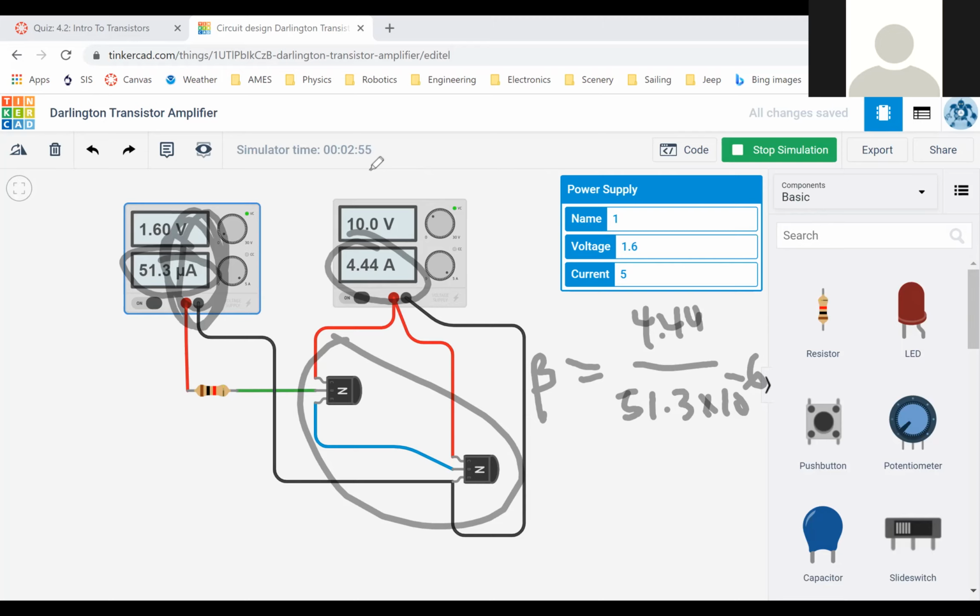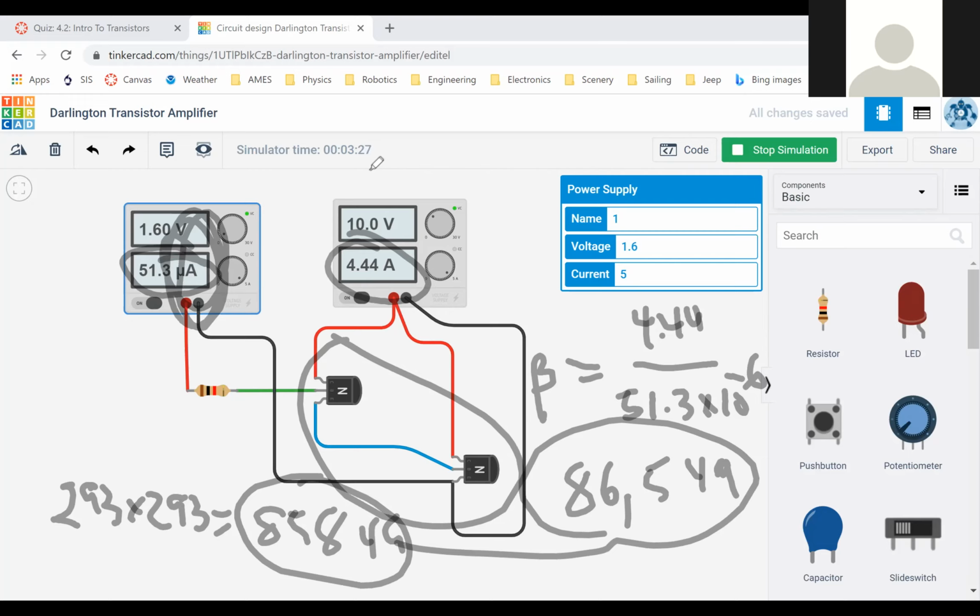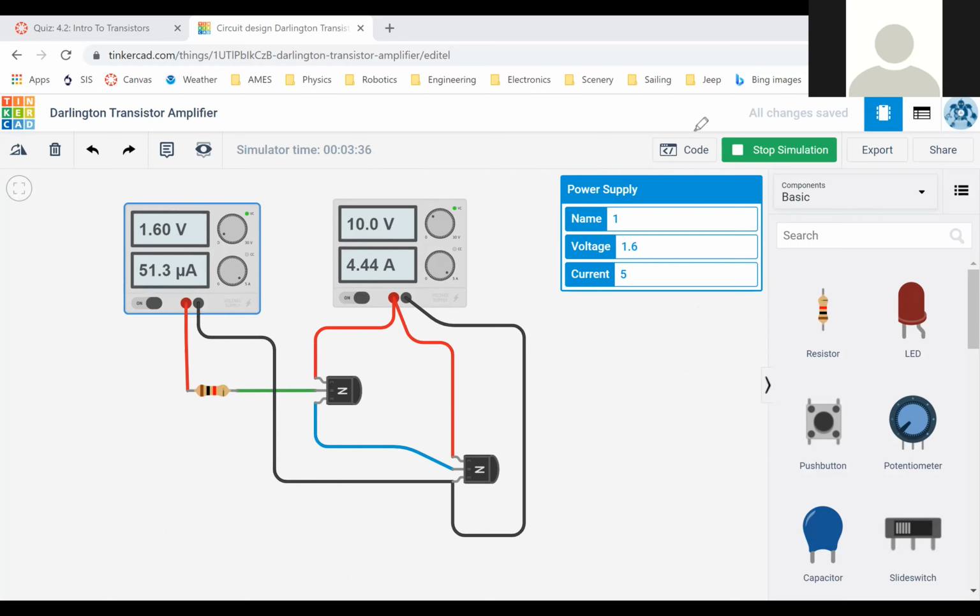And so I get 86,549, which is pretty much what we got before. What we said before was 293 times 293 was about 85,000. Actually, it was 85,849 is what it was. Okay. So you can see we are in fact getting the beta values we predicted, way more amplification than we had before. Okay, so now here, I think this is really interesting to play with.